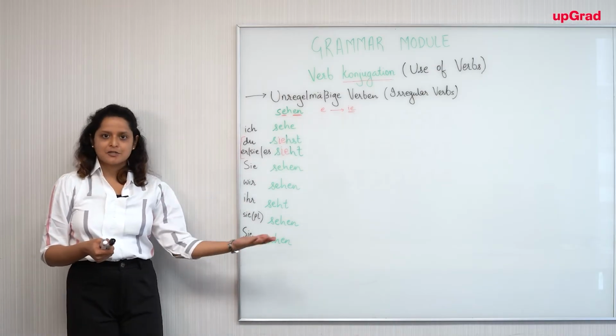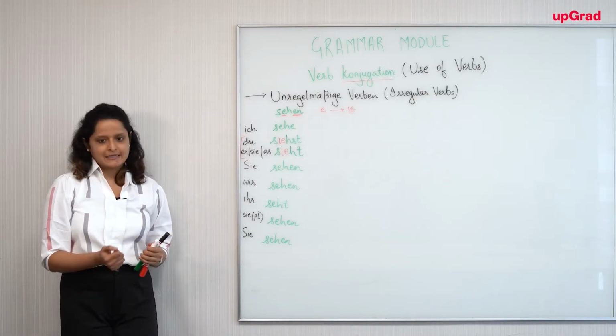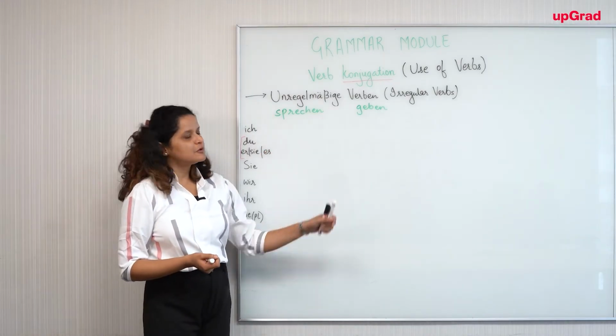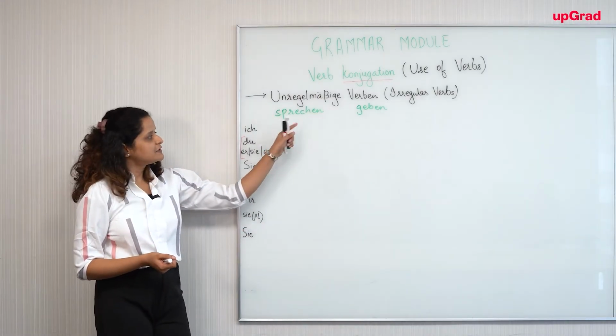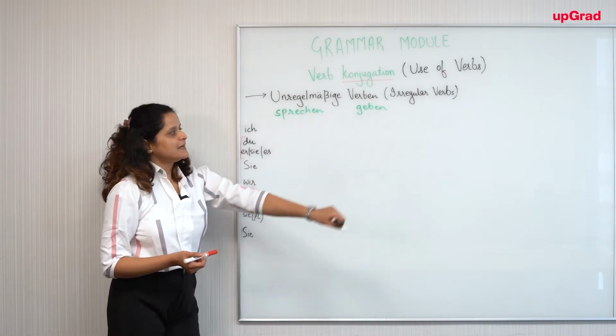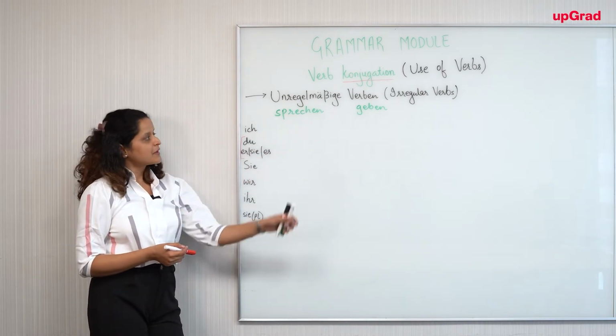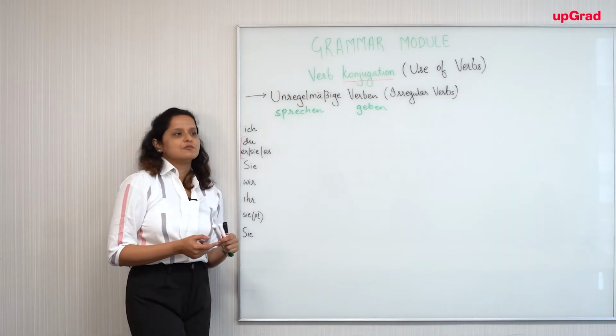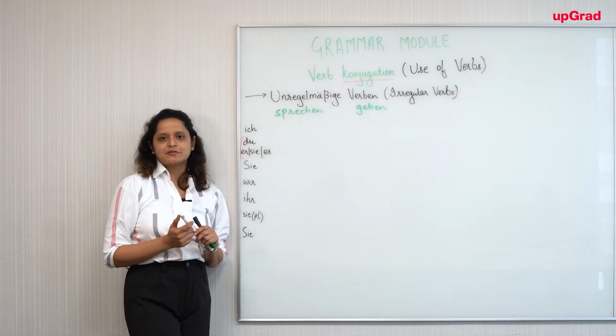Now we have some words which will fall in a different category. So let's take a look at them. So now we have 2 more verbs that we can see here. The first verb that we have here is sprechen. The second verb that we have here is geben. Sprechen is to speak. So when you say you speak a language, the verb that we have here is sprechen.